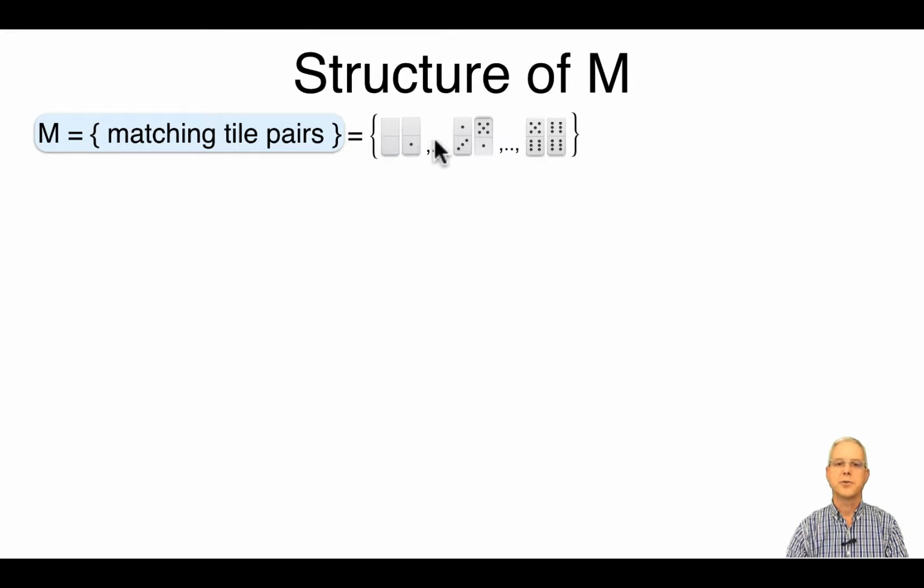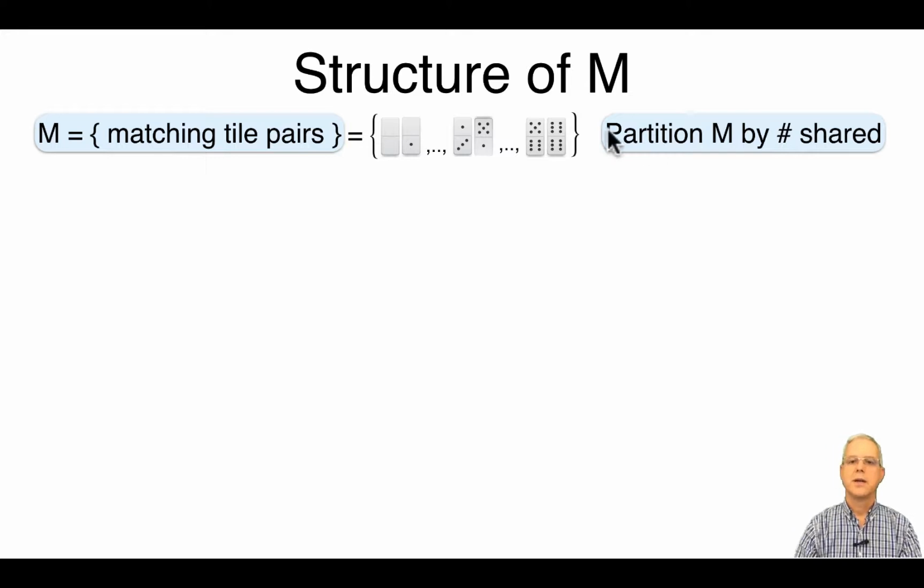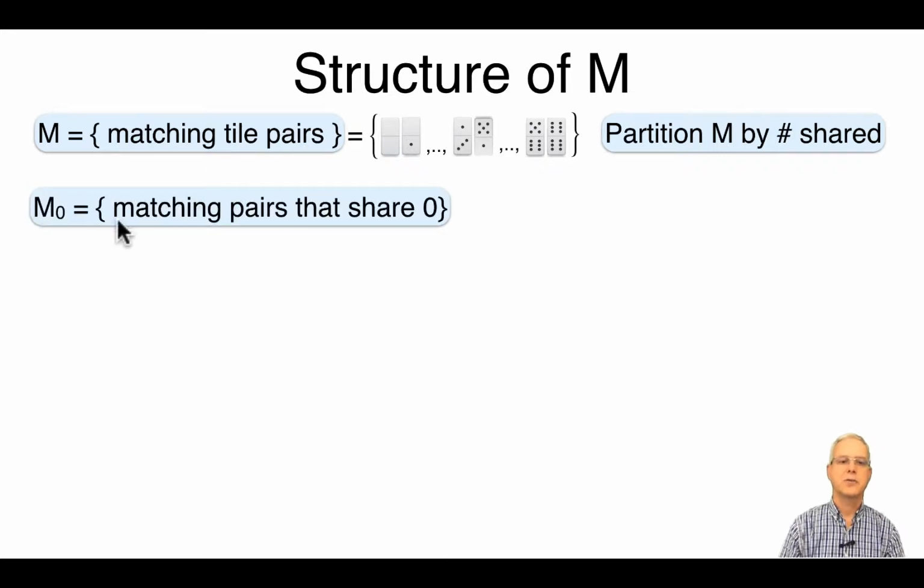and consists of 0001, 1315, and so on. Okay, so what we're going to do is partition this set M by the number that the tiles share. So here they share 0, here they share 1, here they share 6, and we're going to partition it based on that. So we're going to define M0 to be the matching pairs that share 0.